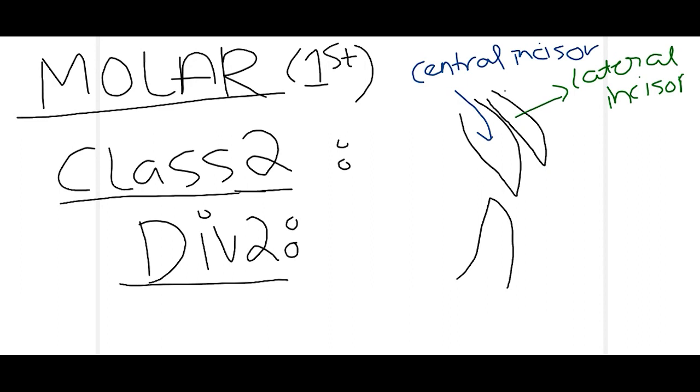Now talking about class 2 division 2, in this case you can see the central incisors are retroclined and the lateral incisors are proclined. You can see how the lateral incisor is proclined ahead of its normal position, and the maxillary central incisor is retroclined. Reverse can also happen if in this case the maxillary lateral incisor is retroclined and the maxillary central incisor is proclined. So this variation exists in class 2 division 2 of molar malocclusion classification.